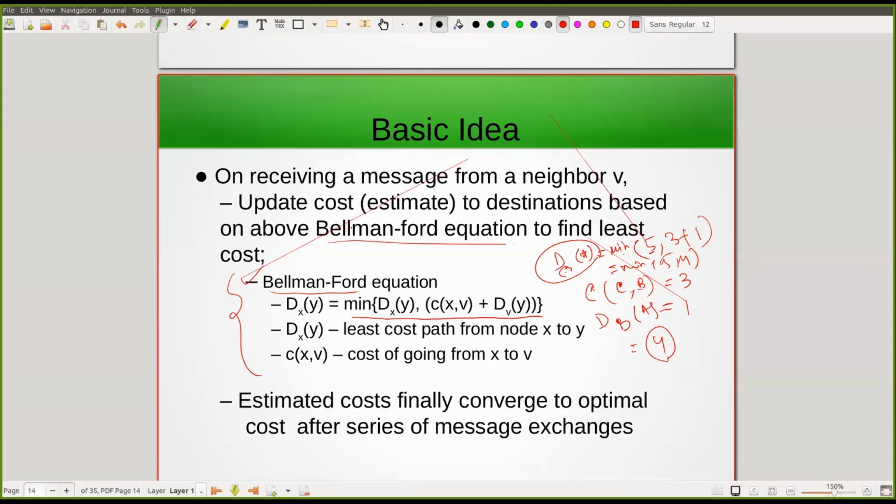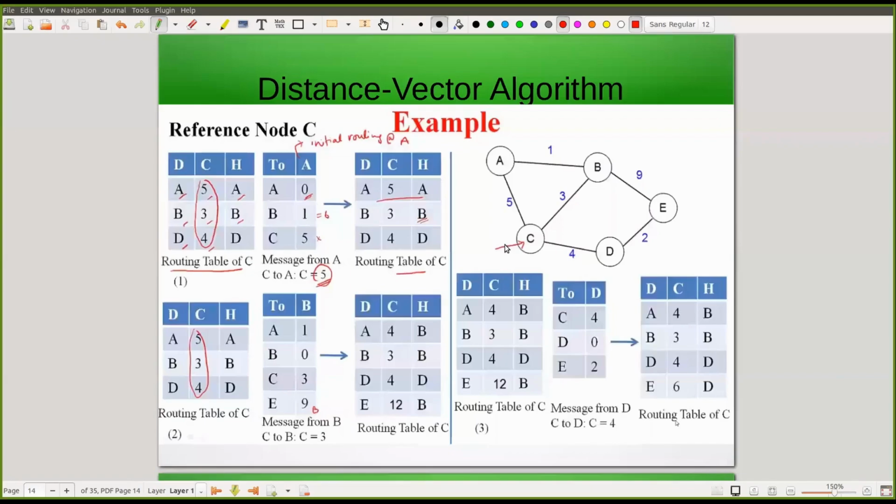Has everybody got the basic idea, or does anybody have any problem understanding it? Please ask. Then I'll go through an example of how to do it with the help of this exchange of distance vector information. Let's say I want to calculate, at this moment at node C, the final distance vector, or final routing table, at the node C.